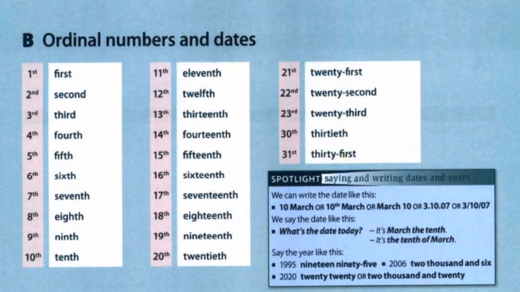Alright, now you know how to use ordinal numbers and say dates correctly. Next time you talk about your birthday, an event, or even history, remember these tips. Keep practicing and soon it'll feel completely natural.